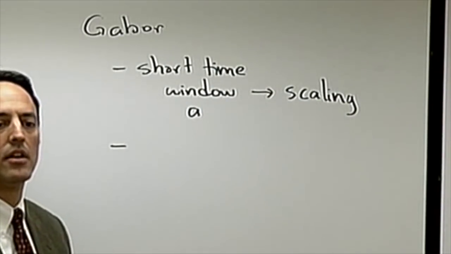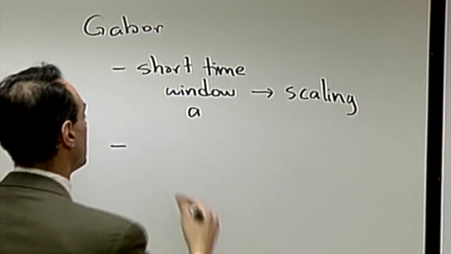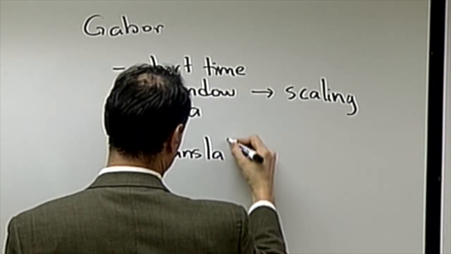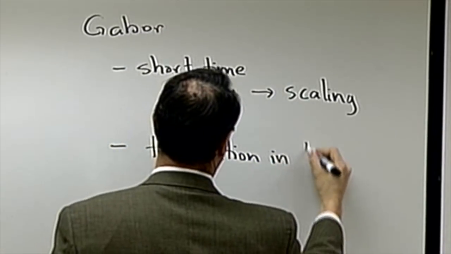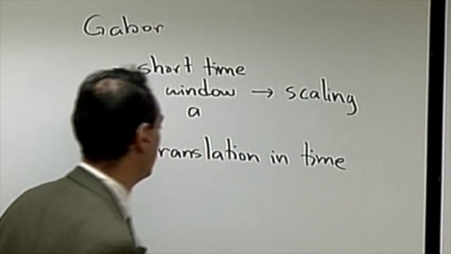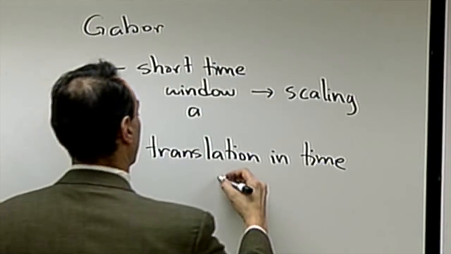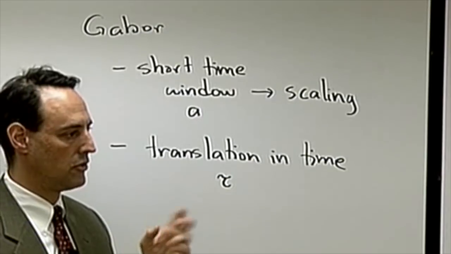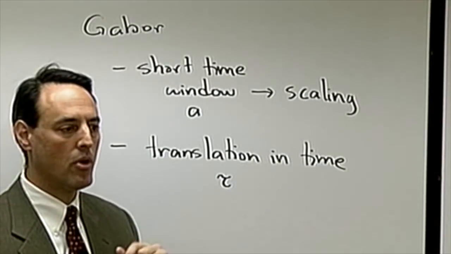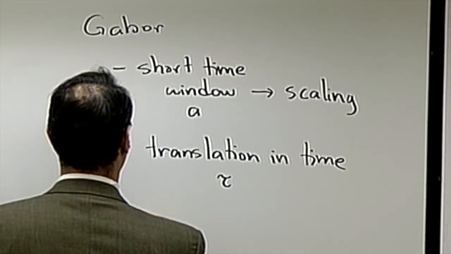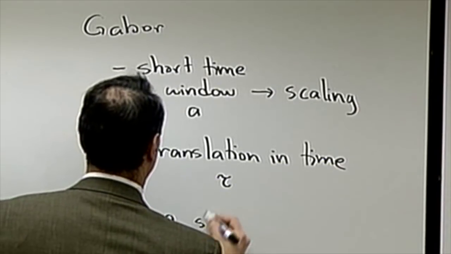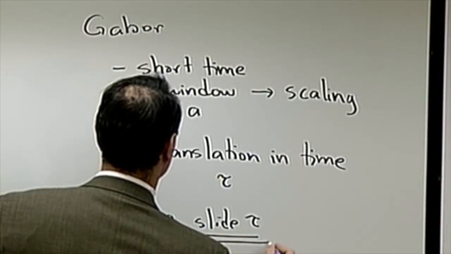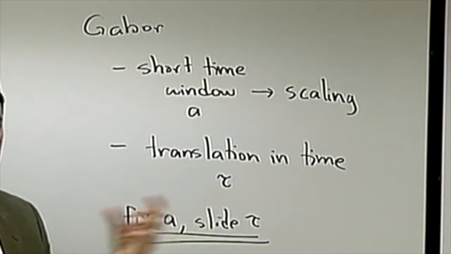The second thing that Gabor illustrates is this idea of translation in time, parameter tau. So I slide and I can scale. Those are your two options. But with Gabor, at the beginning, you fix A and slide tau. So right away, this is where the resolution problem comes, because you fix a window and you slide it around.